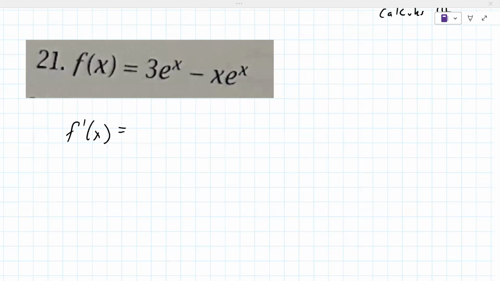Okay, I got 3 e to the x minus e to the x plus e to the x. Oh, wait, that's wrong. x e to the x. That's a product rule. It is product rule, so just be careful with that.